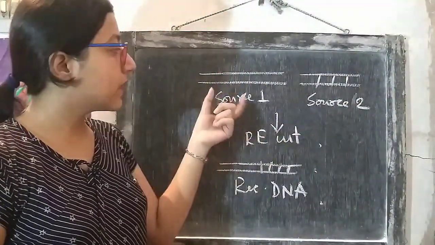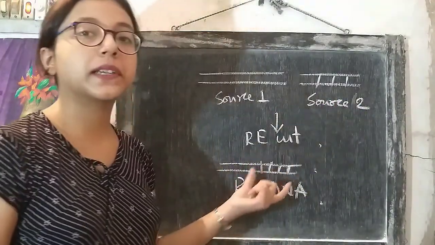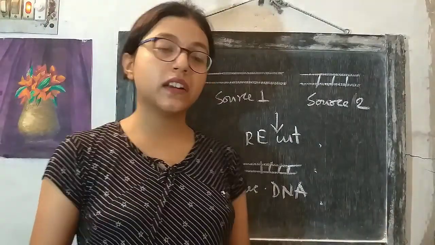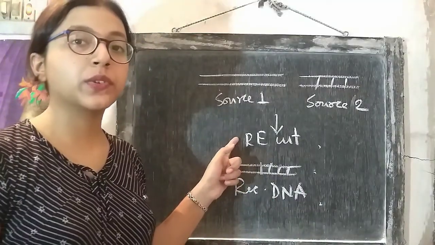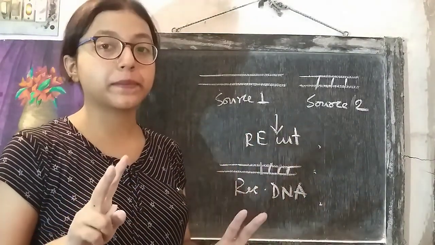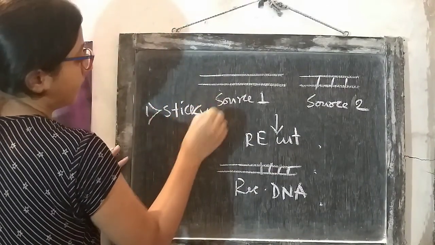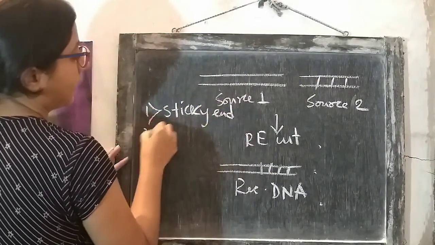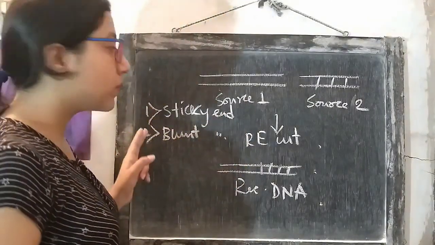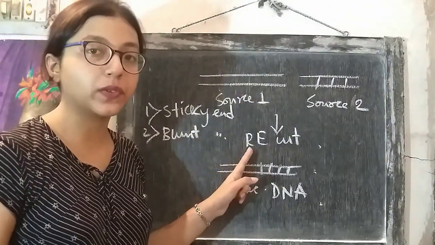Some portion of DNA from this source and some portion of DNA from this source is cut and they are ultimately joined together to form a recombinant DNA. So this concept is clear. After cutting by a restriction endonuclease, the nature of the fragments can be of two types. One is the sticky-ended fragment and the other may be blunt-ended fragment. So these are the two types of fragments that can be generated by cutting with a restriction endonuclease.